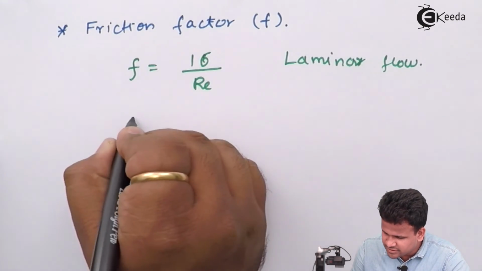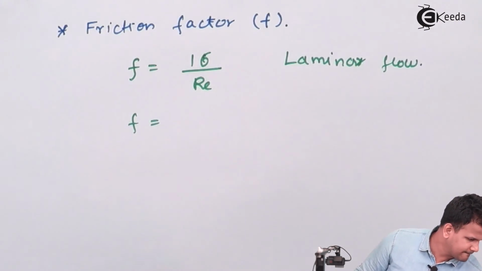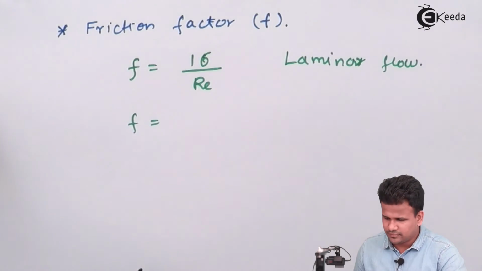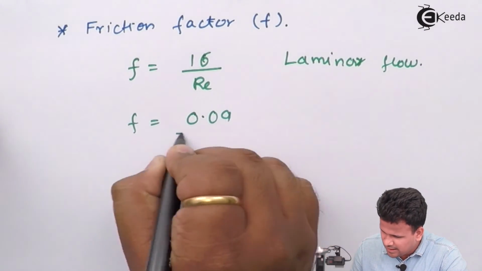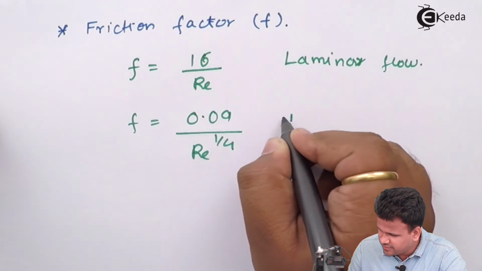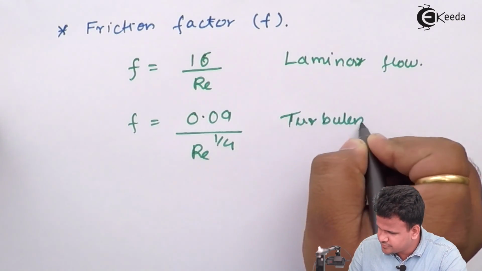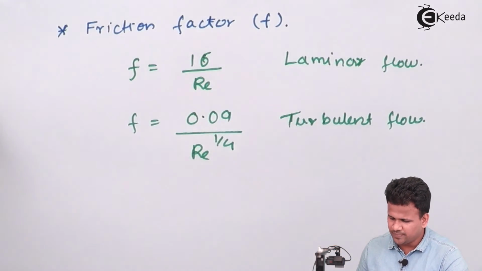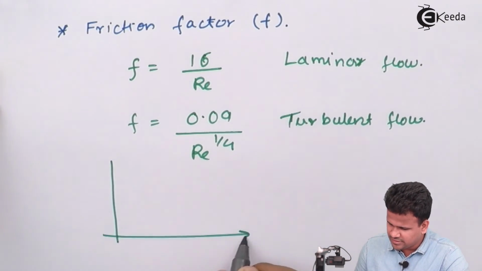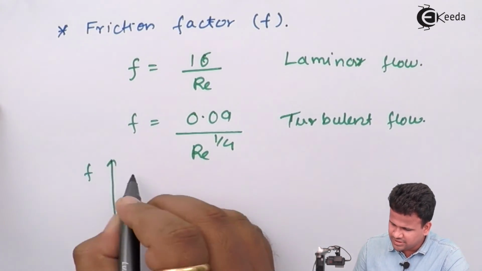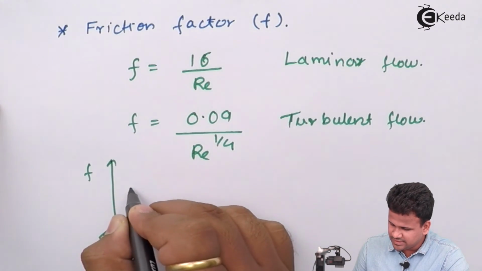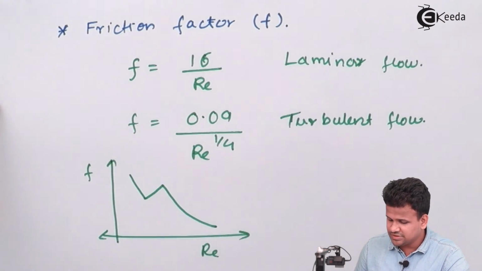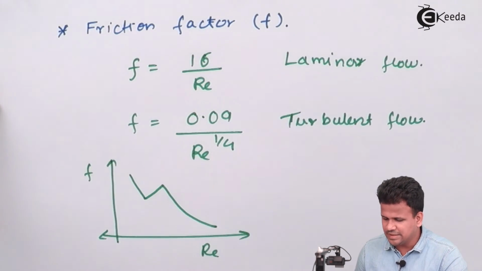And for turbulent flow, the friction factor is equal to 0.09 Re raised to 1 by 4. So this friction factor is for laminar flow and this is for turbulent flow. Now if we draw a graph of friction factor versus Reynolds number, initially the graph decreases, then it remains constant, and then it gradually decreases further. So this is the graph of friction factor versus Reynolds number.